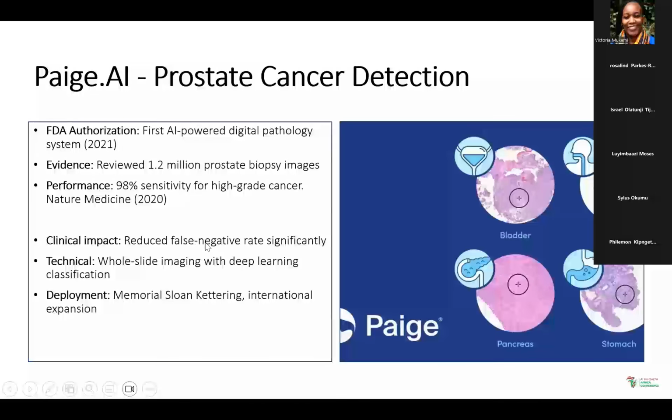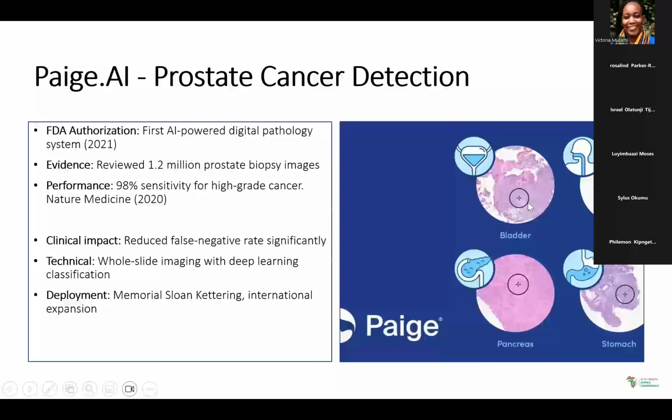So what this did, from a clinical impact compared to live humans, was reduce the false negatives. It increased the sensitivity and meant that we stopped missing some of the high grade tumors. The way it works is it analyzes a whole slide from a microscope, and then does segmental classification. This has been used in a US clinic and internationally operationalized.